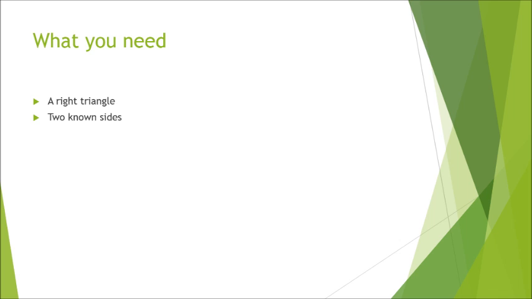Next, we have to have two known sides of the triangle, whether it is a leg and a hypotenuse or both of the legs. We have to know two sides of the triangle, unless we have more information about it, like it's isosceles or something else that would work. This triangle here fits the criteria.